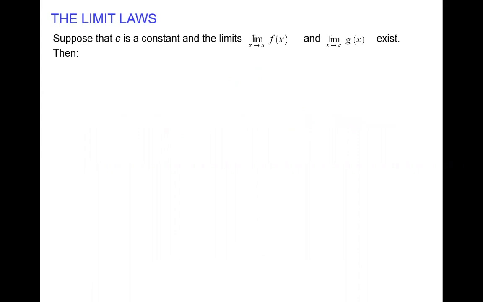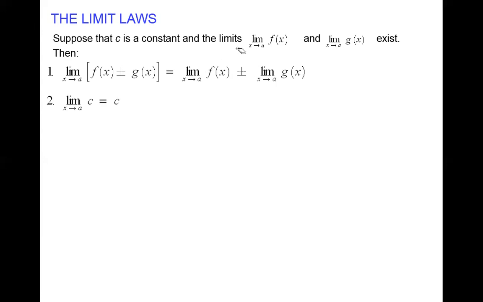Suppose that c is a constant and the limits of the functions f of x and g of x at a exist. Then we have a few tools. The limit of the addition or subtraction of two functions is equivalent to the addition or subtraction of two limits. The limit of a constant is just the constant. The limit of a constant times a function is simply the limit of the function times the corresponding constant. We can pull out the constant in front of the limit.